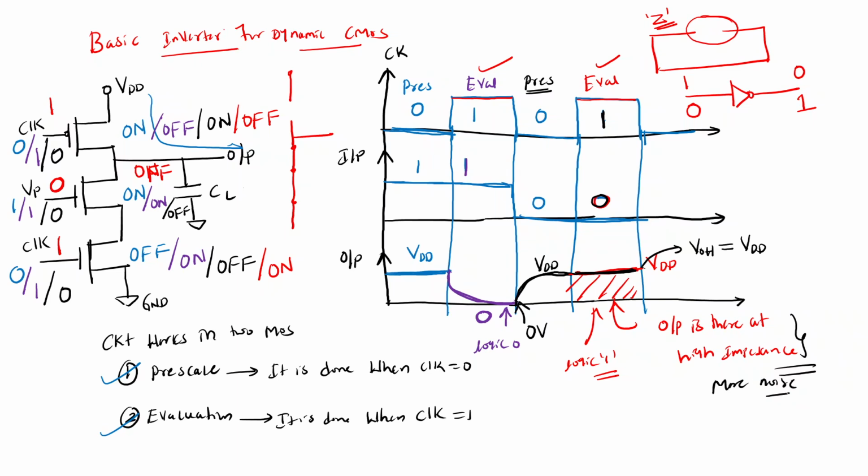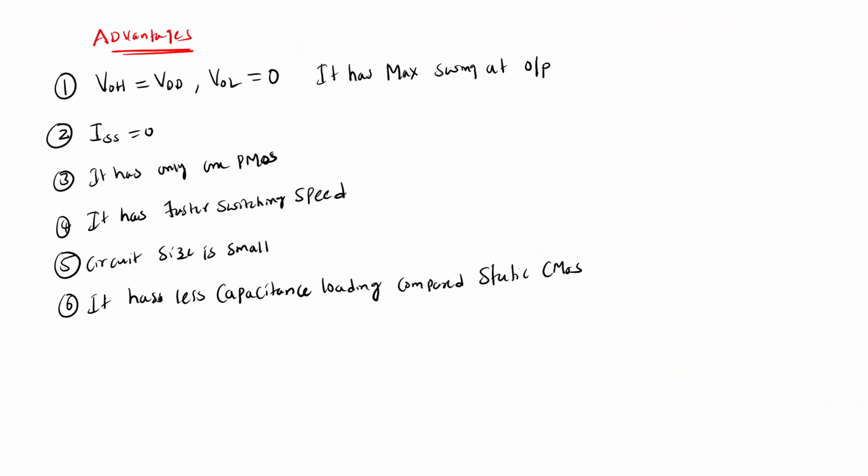More noise means what? Unwanted signal will be added into this when it is at logic high. Noise in electronics is not normal noise; it is nothing but unwanted signals being added. There will be cross coupling like that.